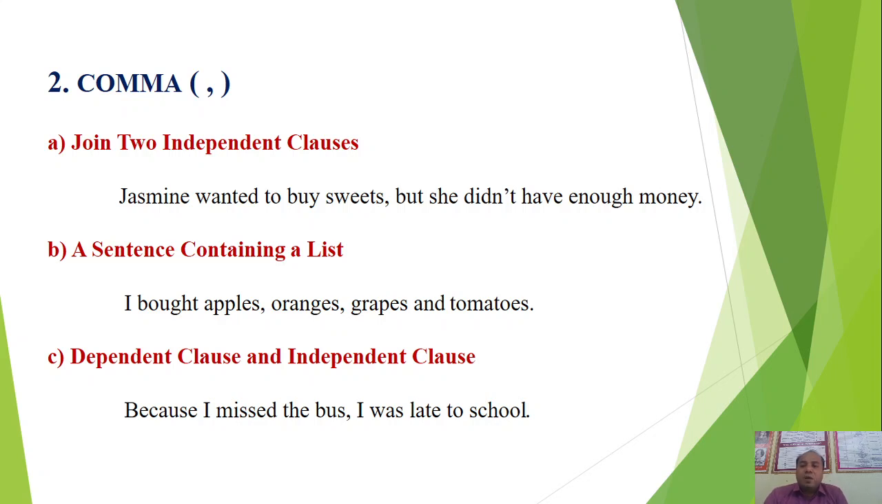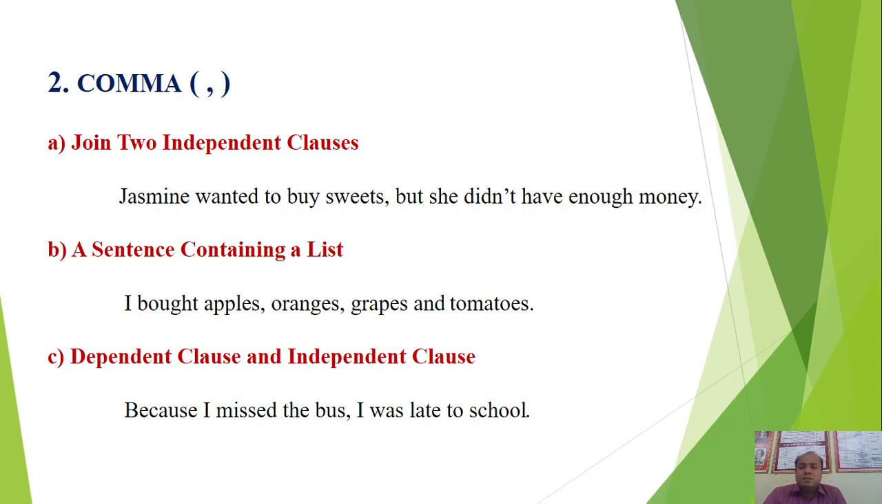Next, the comma is also used in a sentence containing a list. For example: I bought apples, oranges, grapes and tomatoes. You can see in this sentence there are various things, and these things or objects can be separated through a comma. I bought apples, comma, oranges, grapes and tomatoes.